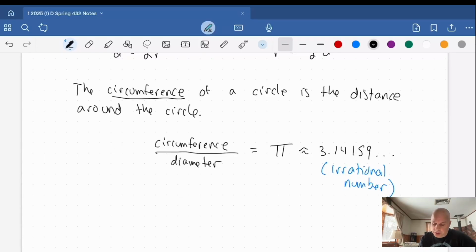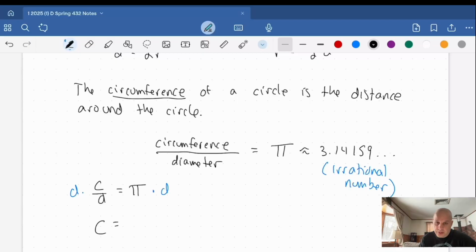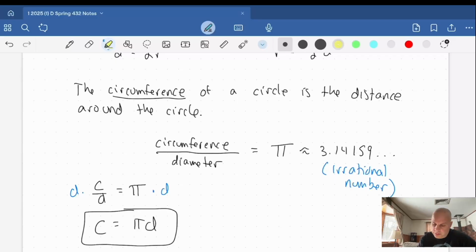Now, we can take this formula, if I write it in shorthand notation here, C over D is equal to pi. The circumference divided by the diameter is equal to pi. And if I want to solve that equation for C, I want to get the C by itself, I'm going to undo the division. We undo division using multiplication, so I'm going to multiply both sides by pi. So we get that the circumference is equal to pi times diameter. That's one of our important formulas. Circumference is equal to pi times diameter.